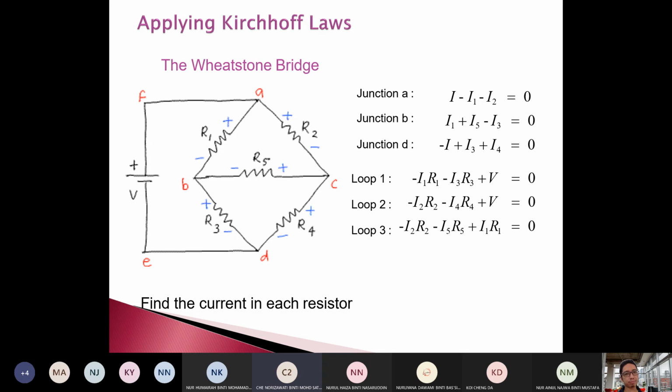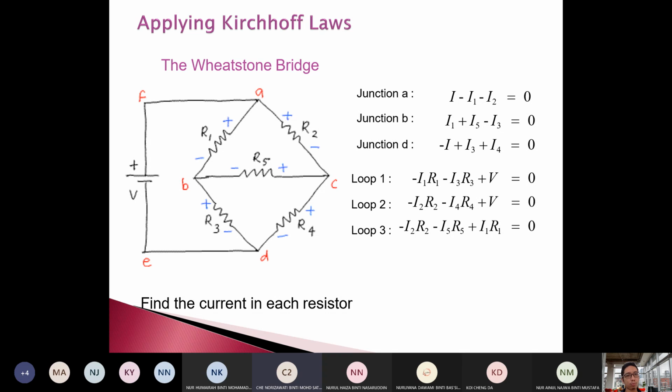And then we have junction D. At junction D, you have I3, and this one I4, and then outside here, you have I. So meaning that I3 plus I4 equals I, or I3 plus I4 minus I equals 0. So this is the current equations that you should have in the Wheatstone bridge.